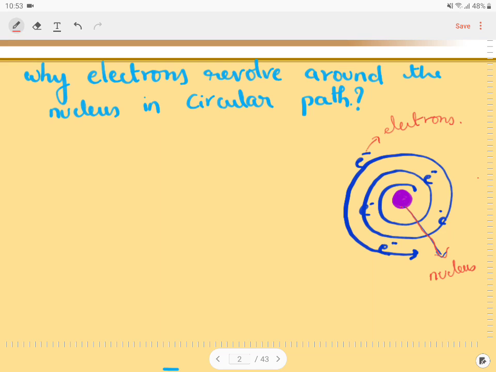Again, he compared the Rutherford Atomic Model with the solar system. Even in the case of planets, we have the sun at the center, and all other planets revolve around the sun in a circular path or an elliptical path. Okay, so based on that, he got this idea.